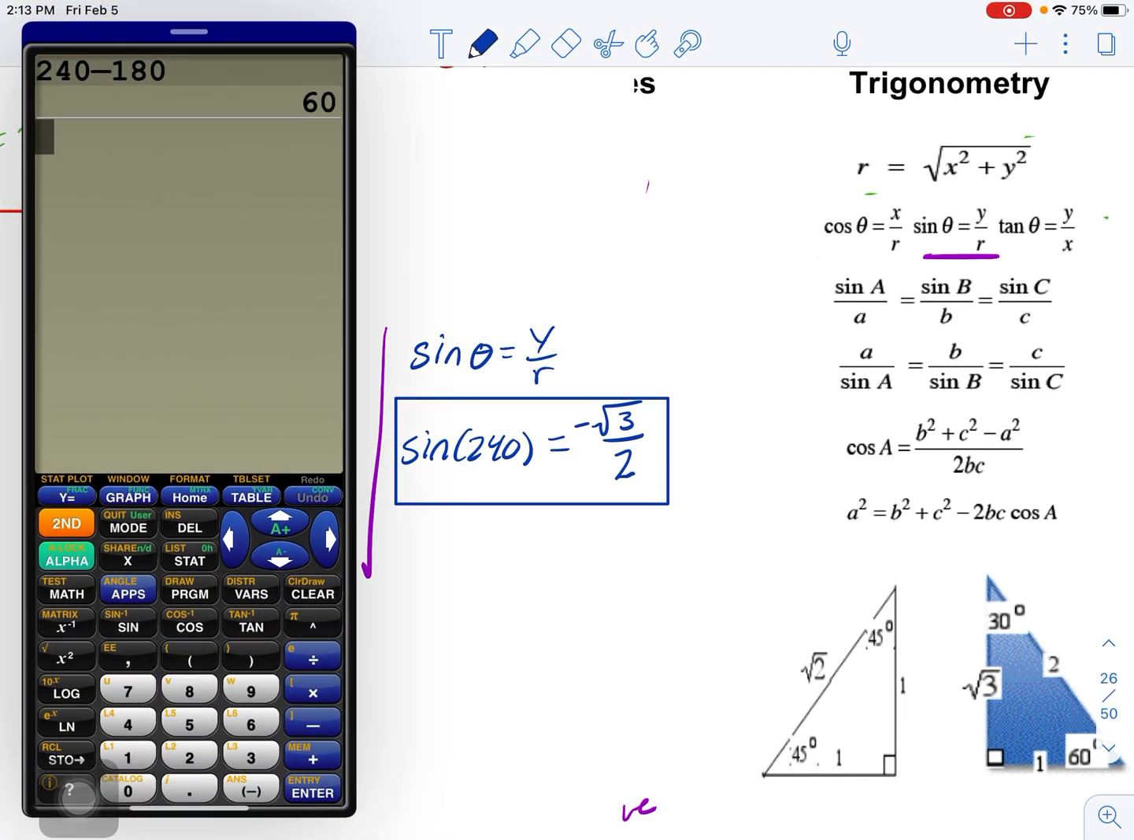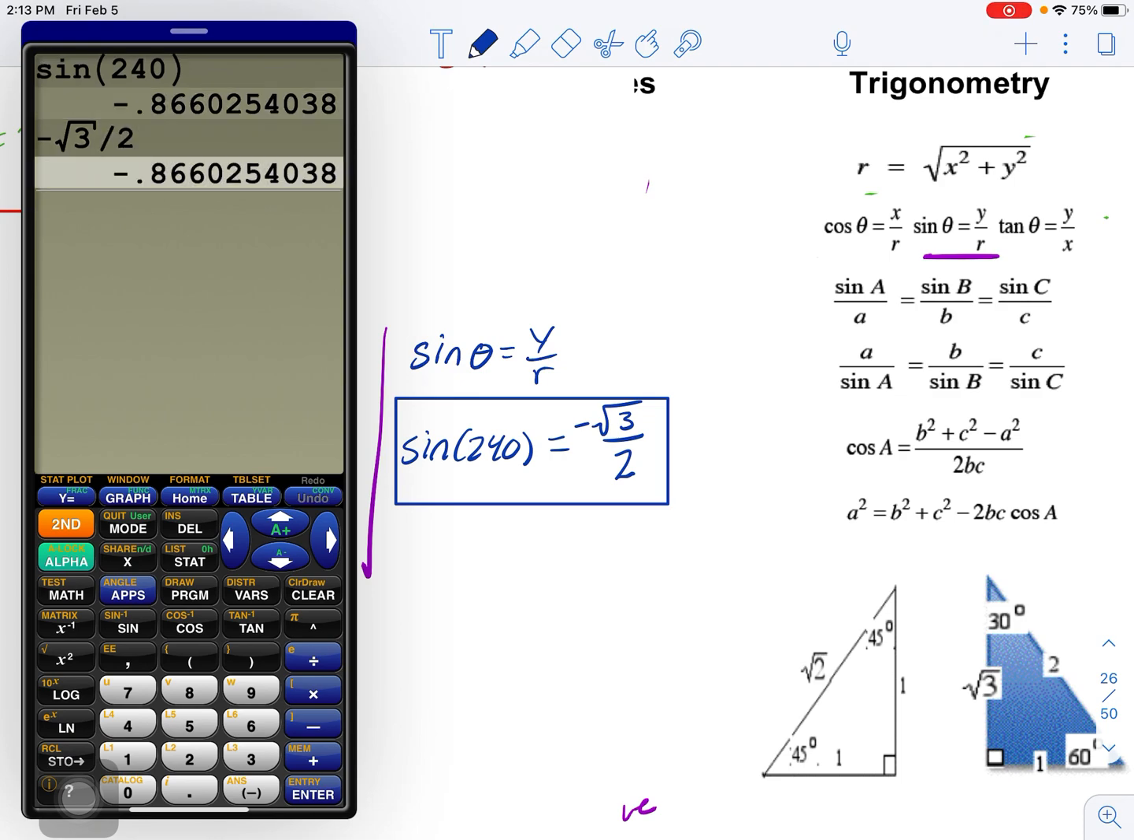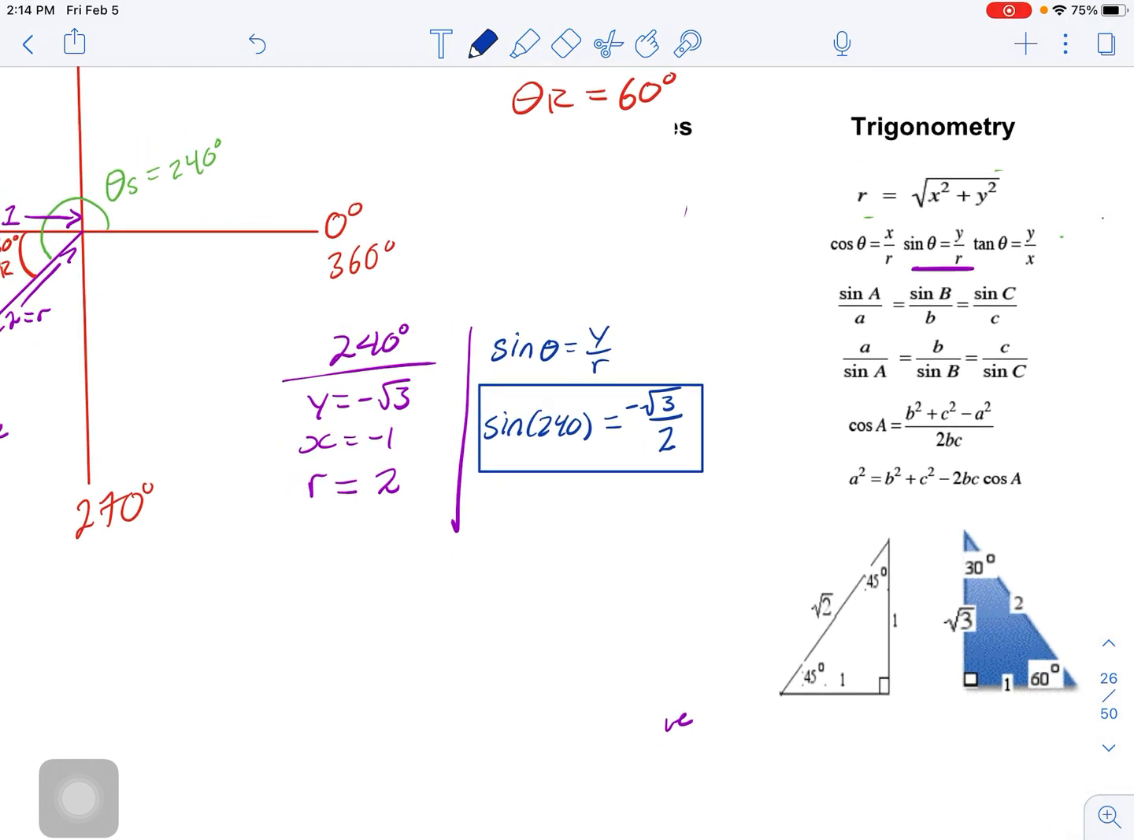And let's check here. Let's plug this in, sine 240 degrees. So again, not an exact value, a decimal. And let's check what negative square root 3 divided by 2 equals. And it gives us the exact same solution. So this is the exact solution there, which is great. So let's shoo this away.